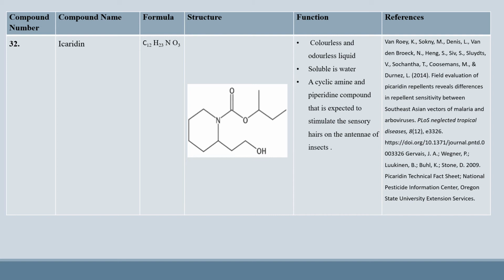Compound number 32, named Icaridine. The formula and structure are shown. For the function, Icaridine, also known as picaridin, is a colorless and odorless liquid which is soluble in water. It is used to repel insects, including arbovirus and malaria vectors. Icaridine is a cyclic amine and piperidine compound that is expected to stimulate the sensory hairs on the antenna of insects.